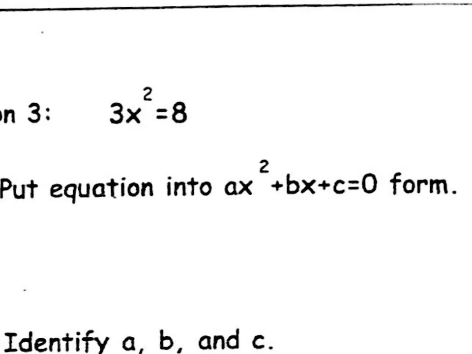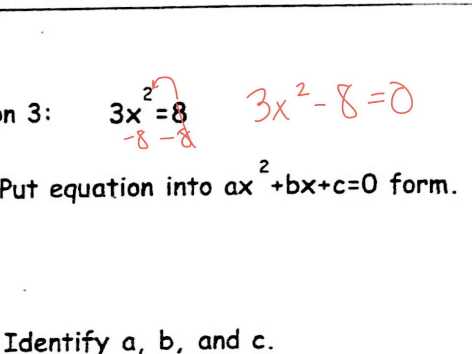So remember that I said that this has to be equal to 0, right? You have to have everything on the same side. So this 8 is going to need to go over here. Now it's not going to combine with anything because it's an 8, and over there is an x squared. So it's just going to subtract itself over to this side. So what this looks like now is 3x squared minus 8 equals 0.